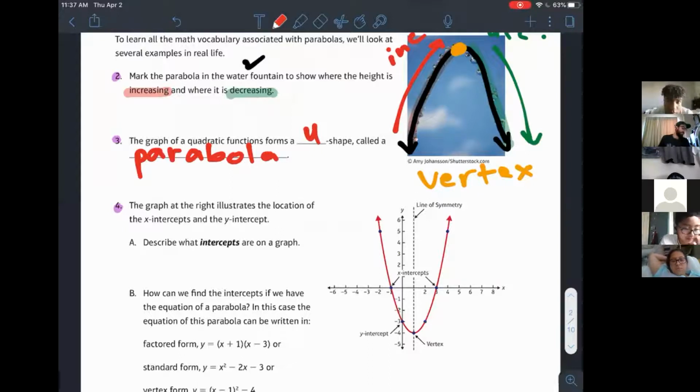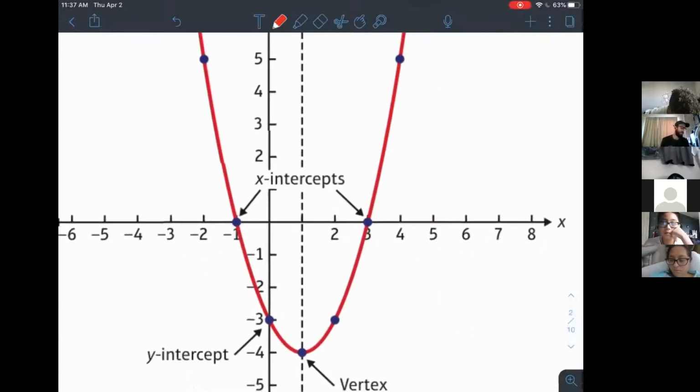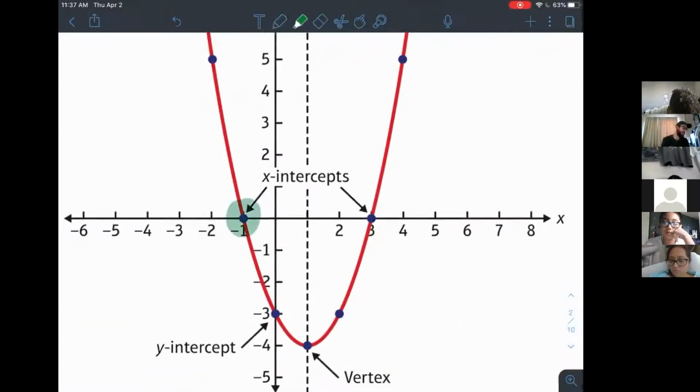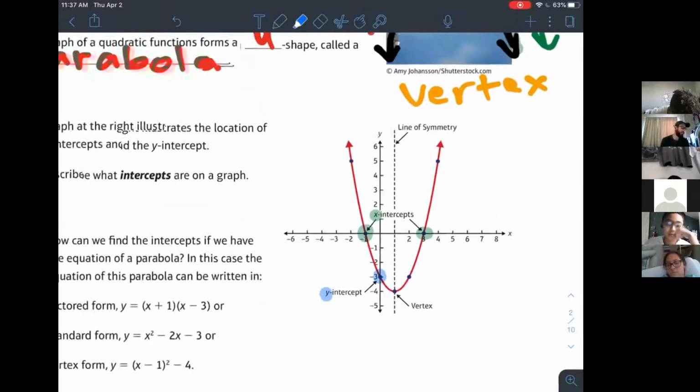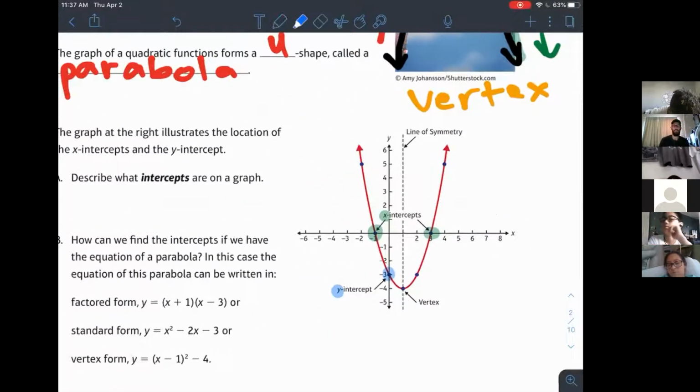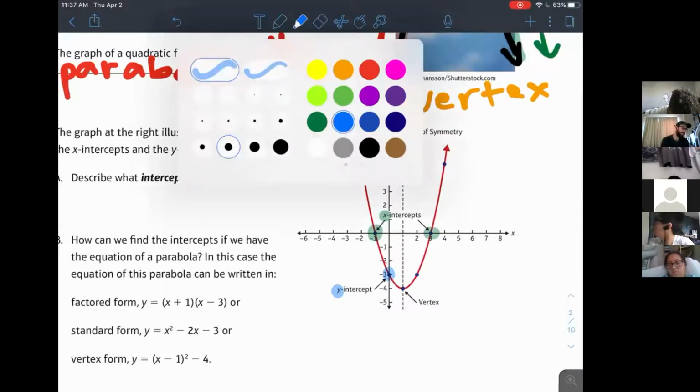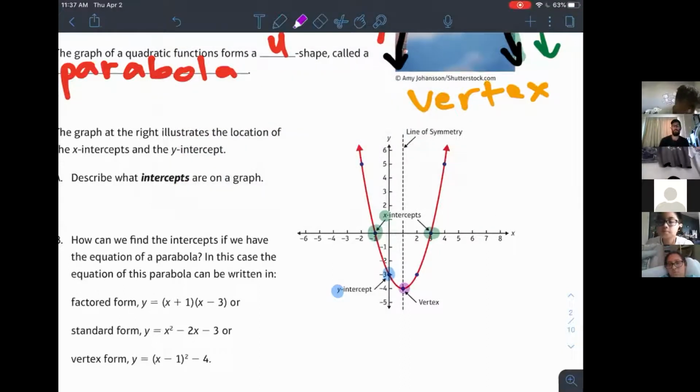Okay, next up, number 4 on page 420. We are trying to graph. The graph at the right illustrates the location of the x and y intercepts. Remember, they tell us, boom, where does this graph run into the x-axis? Oh, at the x-intercepts. Where does this graph run into the y-axis? At the y-intercept. And sure enough, this is an upward-facing parabola, so it tells us our vertex is at our low point, the valley, so to speak, of this U.